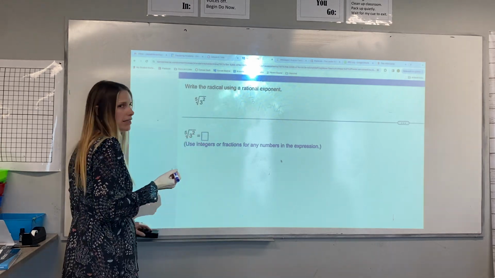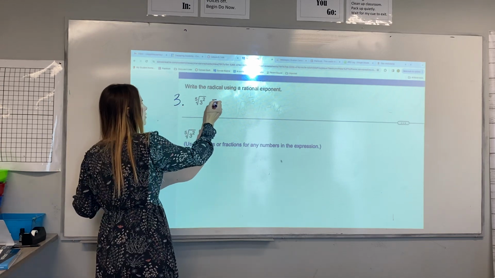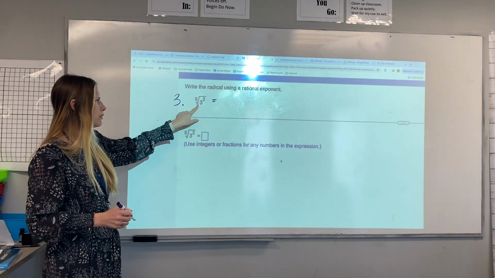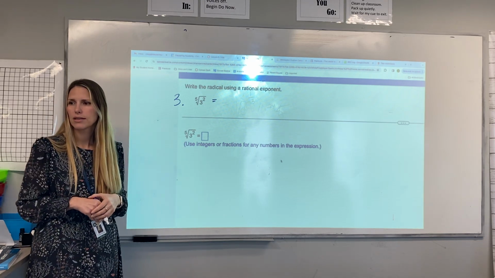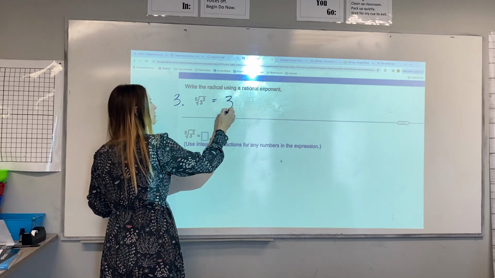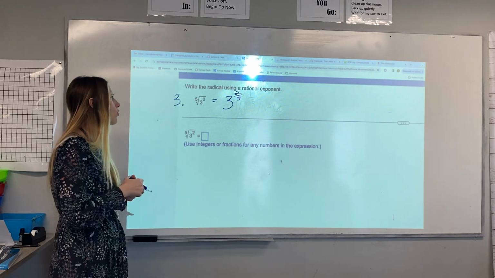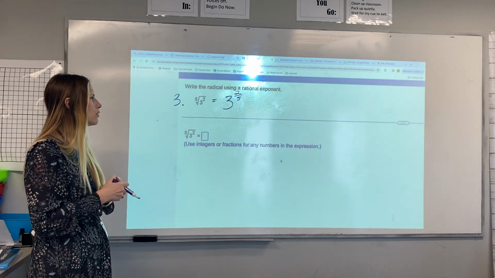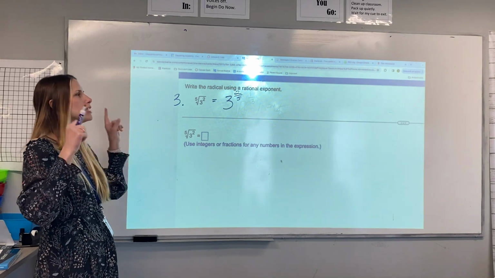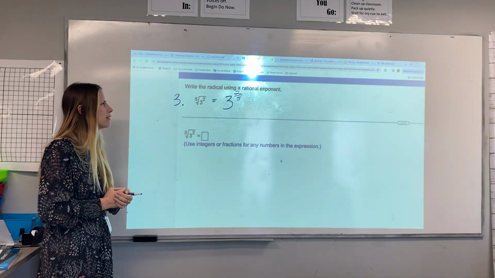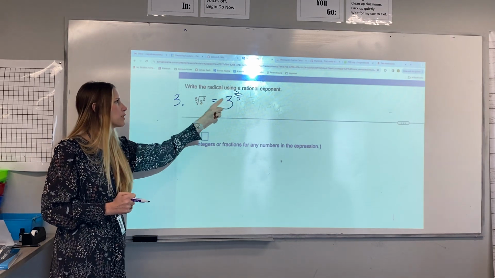This is number 3. The 5th root of 3 squared. How do we write that with exponents? It would be 3 to the 2/5 power, because the root is our denominator and the exponent is our numerator.